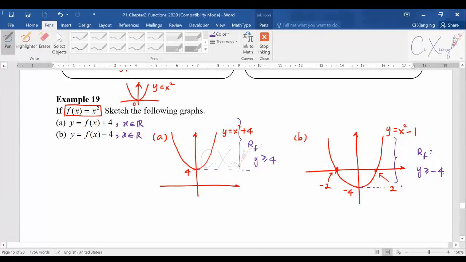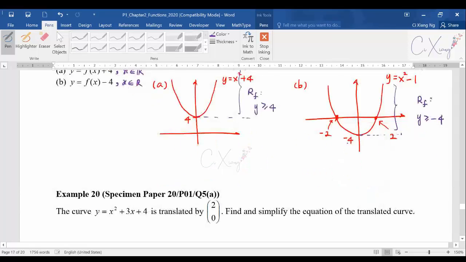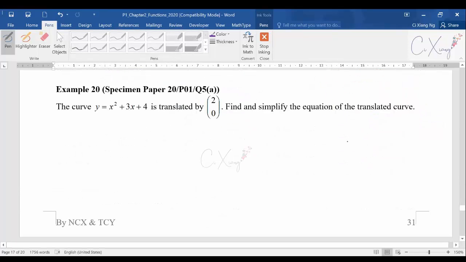Okay, so this is how we sketch a graph when you're having the translation. They are quite basic to me, so I think you should be able to know how to draw it, and also please make sure that you know how to look for the range from the graph. All right, so let's continue to example 20.